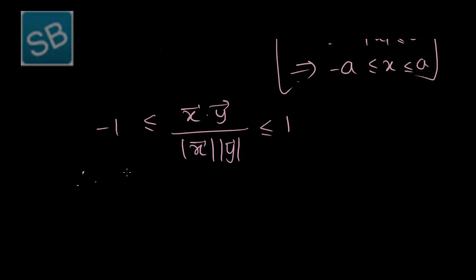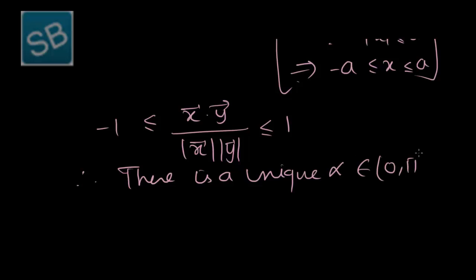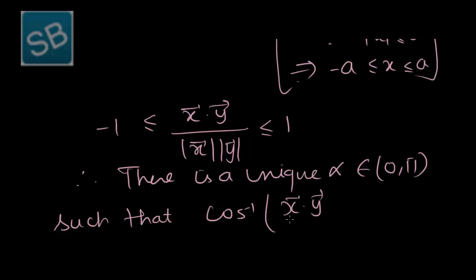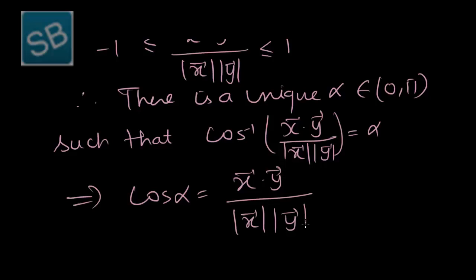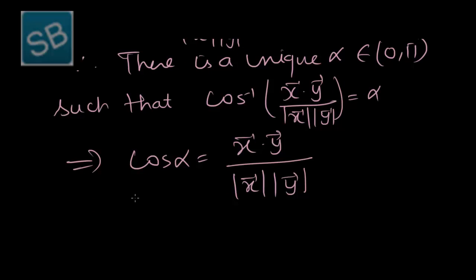Therefore, there is a unique alpha that belongs to 0 to pi such that cos inverse of x dot y over modulus x modulus y is equal to alpha. That implies cos alpha is equal to x dot y over modulus x modulus y product. So this is the angle between vector x and vector y.